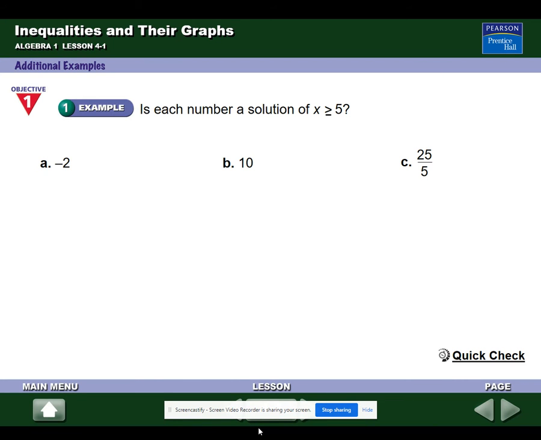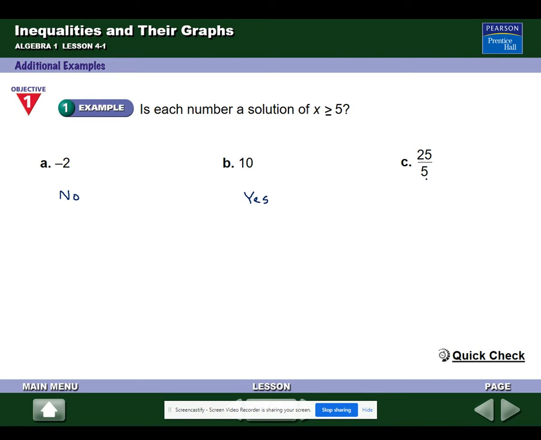Is each number a solution of x is greater than or equal to 5? So again, it's a solution if it makes it true. If I plug -2 in for x, is it true that -2 is greater than or equal to 5? No, not a solution. What about 10? Plug in 10 for x. 10 is greater than or equal to 5. Yes, it is.